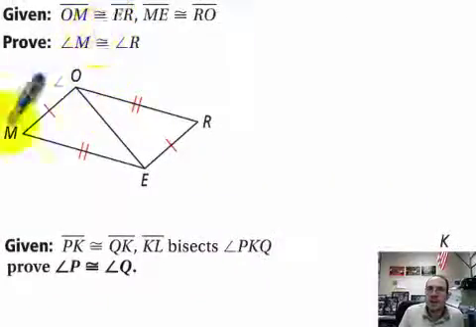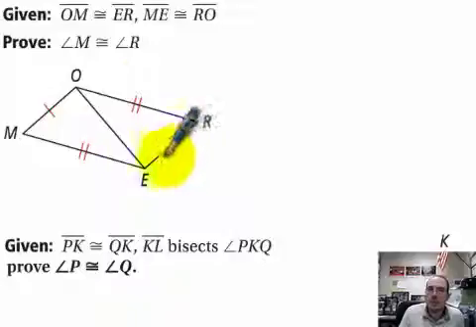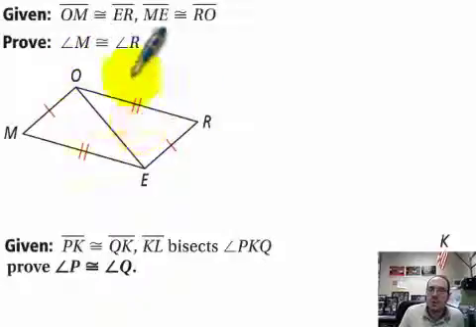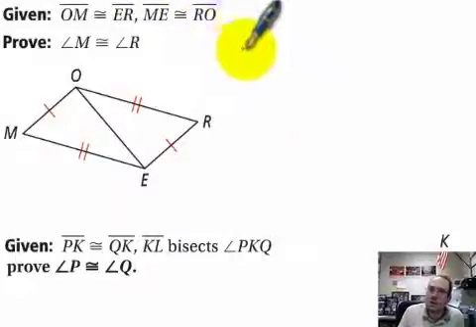OM congruent to ER. And ME congruent to RO. And I want to prove angle M is congruent to angle R. Well, I already have my given. I'm not going to write all that stuff out again. I know that I'm given this. So the next thing is I know, actually, you know what?